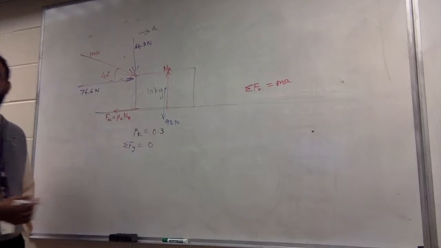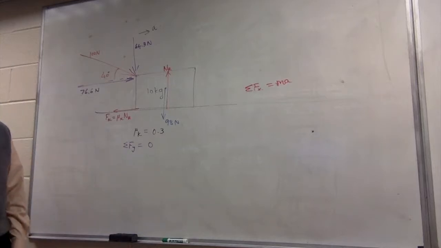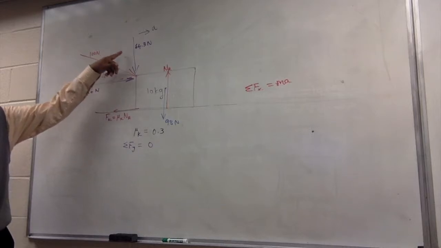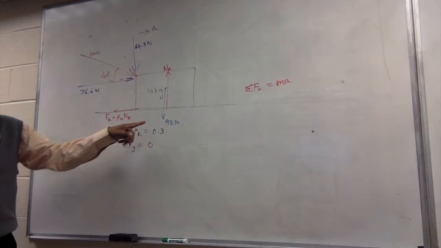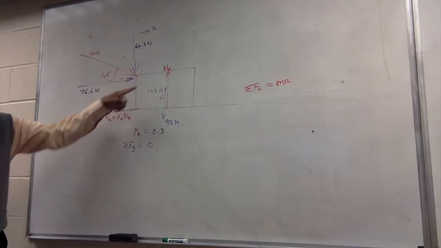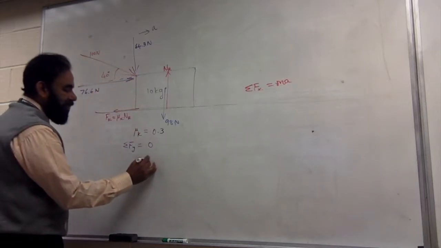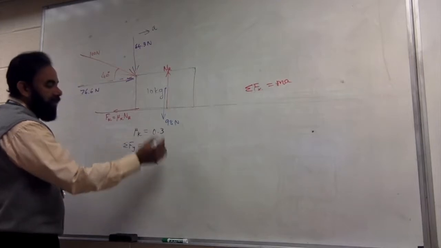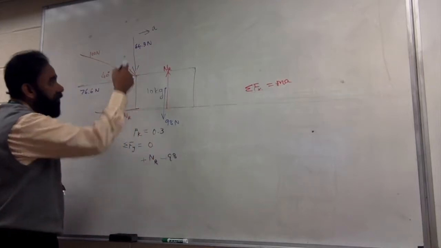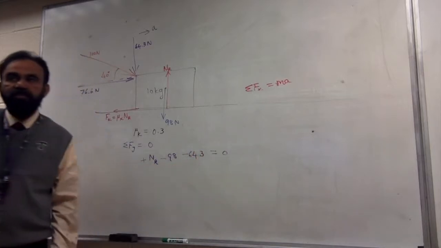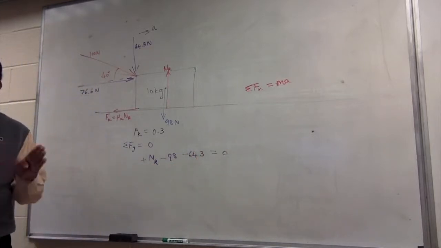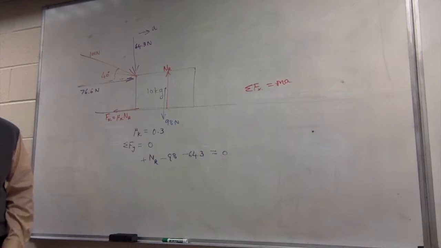So, how do you take the list of it? Go ahead, you start. Start the forces. Which one is positive? 98. Which is positive here? The vertical force. The normal reaction is positive. So plus NR, then minus 98, then minus 64.3 is equal to 0. Just follow the rules, and then you get your problem solved.